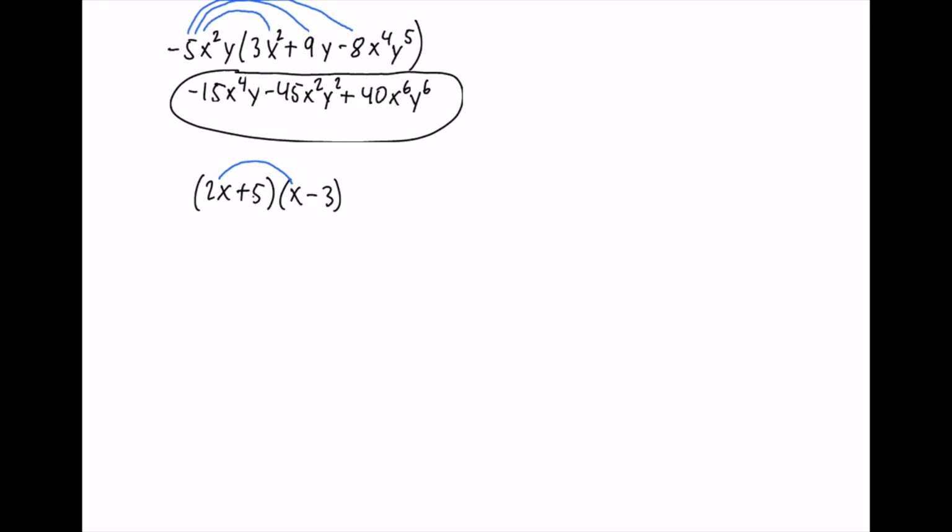So 2x times x will give us 2x squared. Remember, add the exponents. X times x is x squared because 1 plus 1 is 2. Okay? Then we take the first term again and multiply by the second term. So 2x times negative 3 will give us a negative 6x.